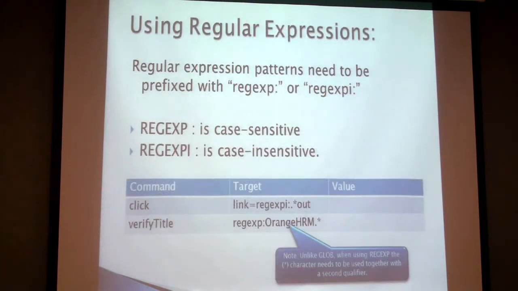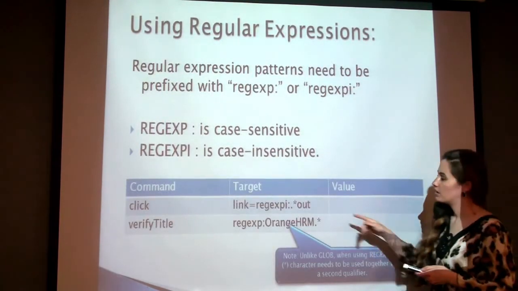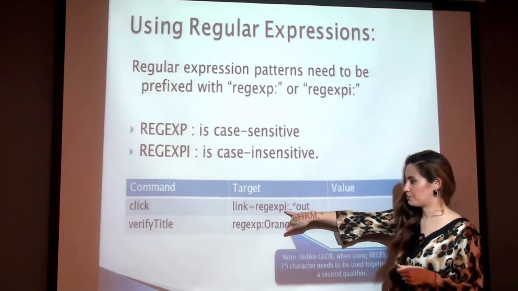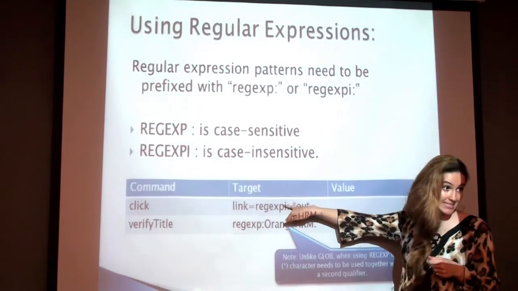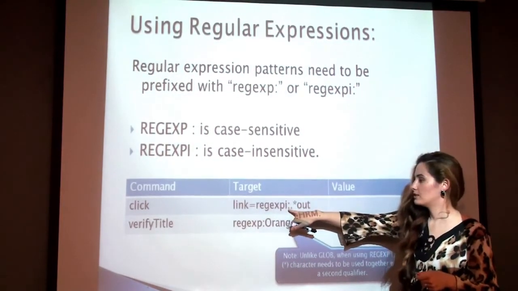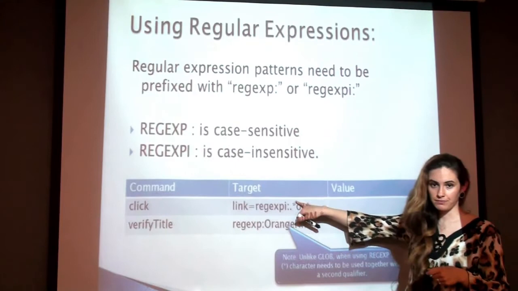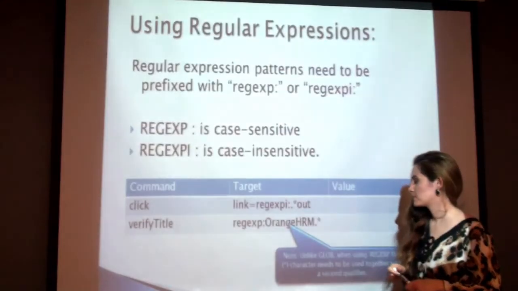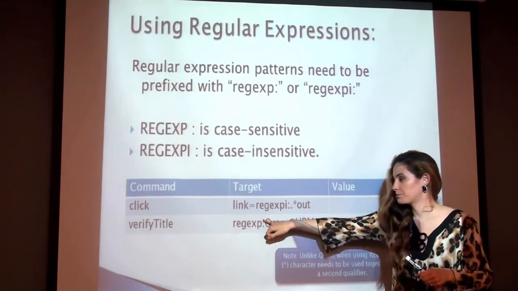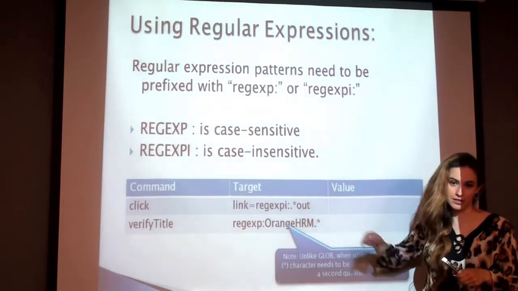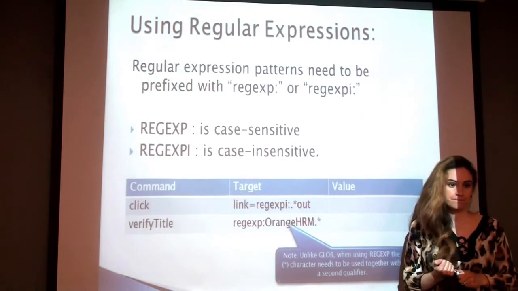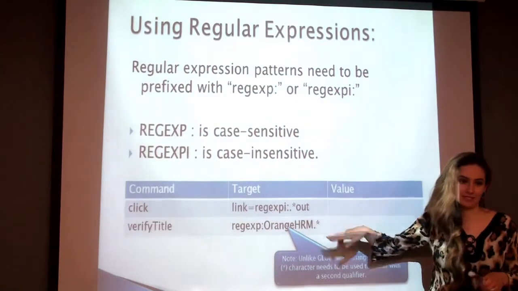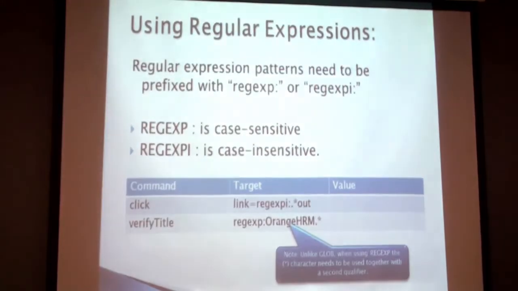How do you use it? Similar example as before, you're going to say lim equals regexp I, in this case it's insensitive, colon, and then you put in your regular expression. Similarly here, regexp colon, origin cherem dot star. Okay? Technically you could have put regexp over here as well. It's up to you how you want to match it.